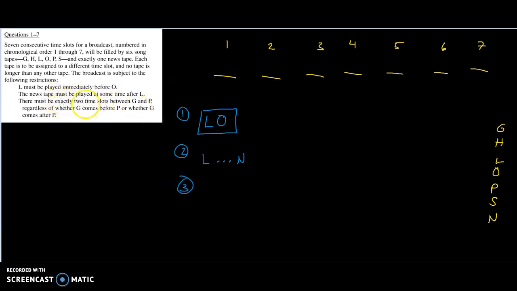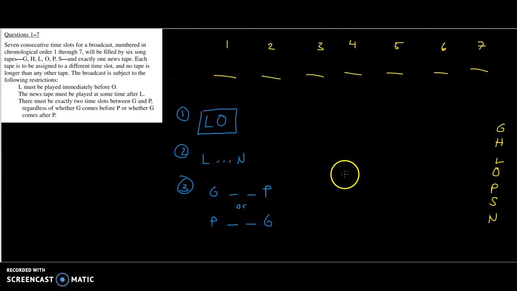Rule 3, there must be exactly 2 time slots between G and P, regardless of whether G comes before P or whether G comes after P. All right, so let's unpack this. It's a little bit wordy. But basically we're saying there are 2 spaces that separate G and P, but we don't know which comes first. So there are 2 ways that we could write this. We could say G space space P, or P space space G, right?